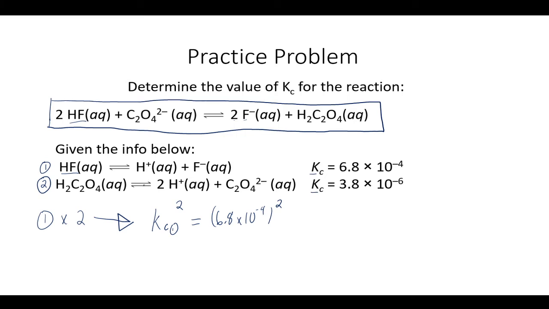Now, what am I going to do with this reaction, 2HF goes to 2H plus, 2F minus, now that I've multiplied it through by 2, and now that I've squared its equilibrium constant? Well, I have to combine it with reaction 2, but reaction 2 looks like it's backwards. H2C2O4 is on the left when clearly I need it on the right. And so I have to take and flip reaction 2.